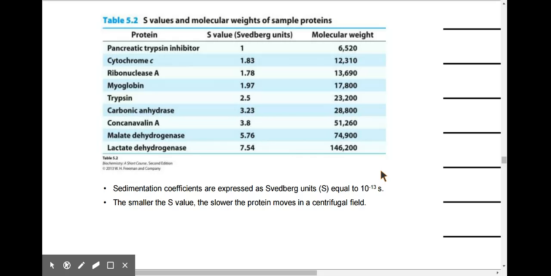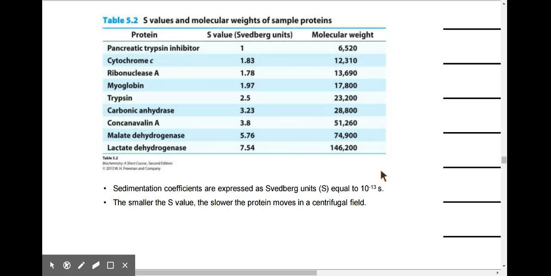And we notice that as we increase the molecular weight, what happens to the S value? Sedimentation. Okay, you guys, this isn't a trick question. Really. It increases. I'm up here. It increases. As we increase the molecular weight, what happens to the S value? It increases. The S value increases, right?